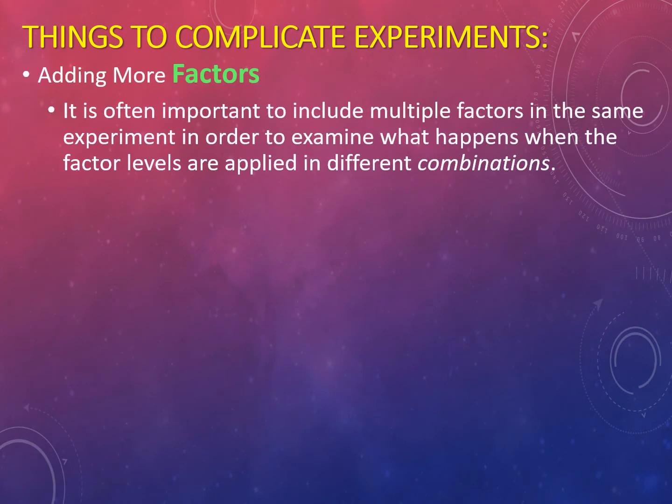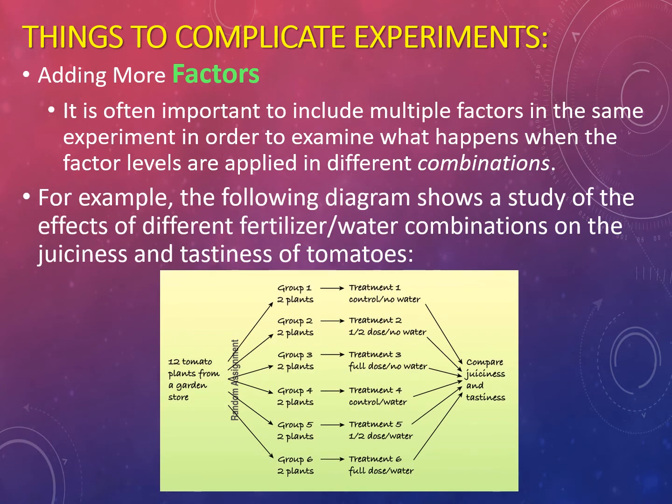Things that make the experiments difficult. The more factors you have in play, the more difficult it is to determine exactly which factor was the most powerful. And so what we're doing here is we're looking at all of these different factors in different combinations. Sometimes that might be levels within different factors. Maybe it's just that you have completely different factors themselves. Here we have an example of tomato plants. We get 12 tomato plants from a garden store.